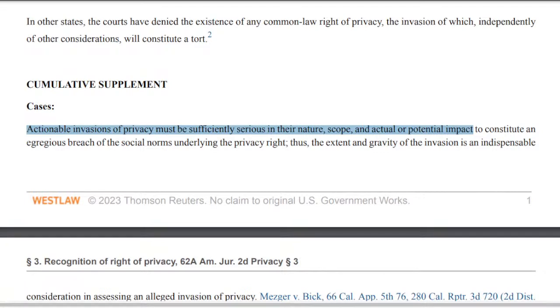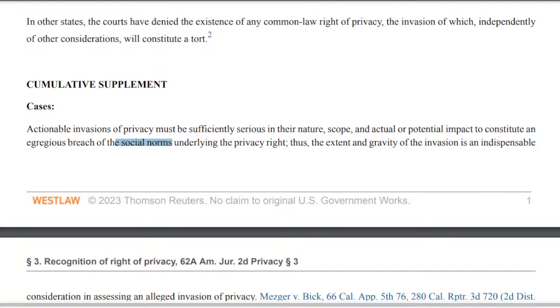Must be sufficiently serious in both the nature of the invasion, the scope of the invasion, and actual or potential impact. So the impact it actually did or the impact it could do in the future to constitute an egregious breach of the social norms. Wow, of the social norms. So look at all the stuff that we need to have here to make it actionable.